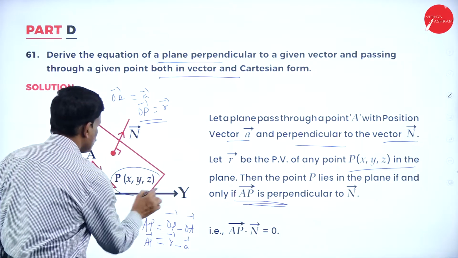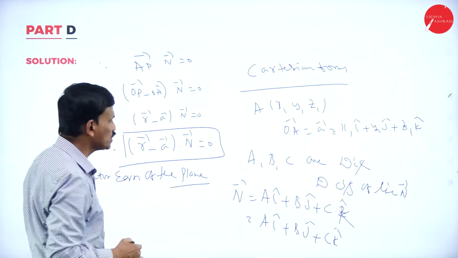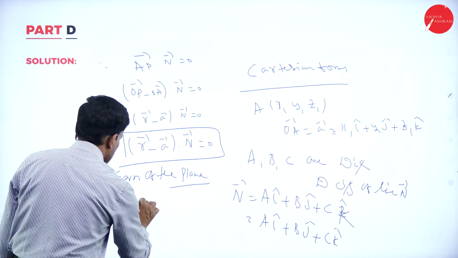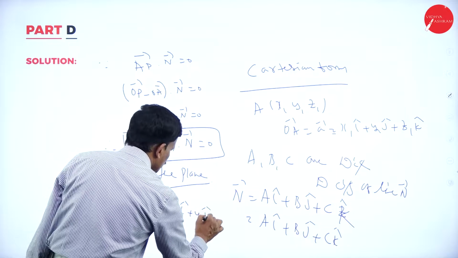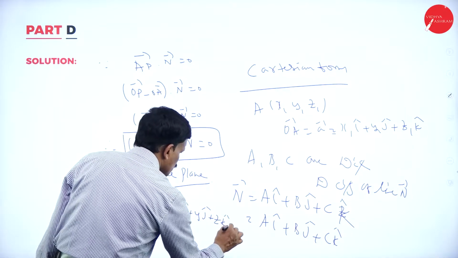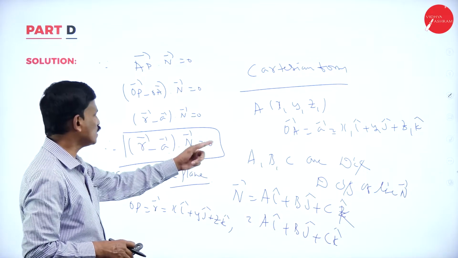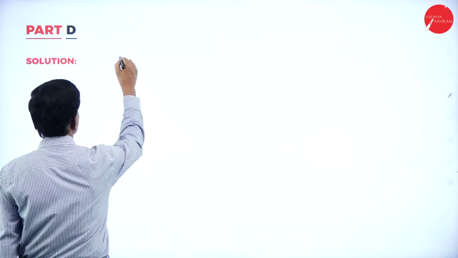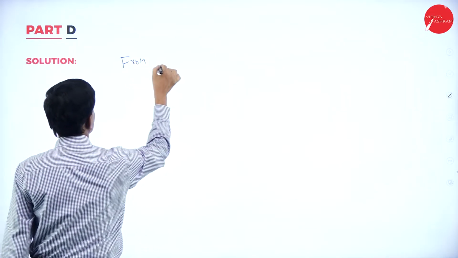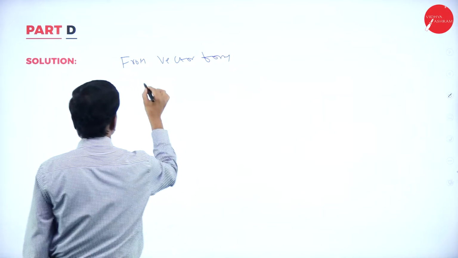Let P (x, y, z) be any point on the plane. Therefore, the position vector OP is vector r, which can be written as x i plus y j plus z k. Now, substitute these values in this equation. You know vector r, vector a and vector n. Take the dot product, you will get the answer. That's it.